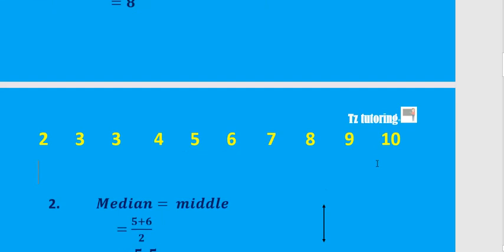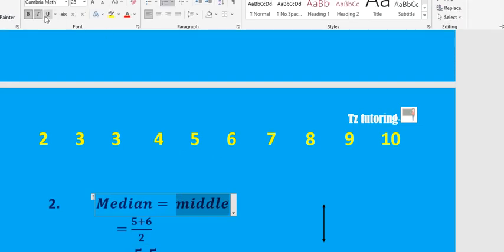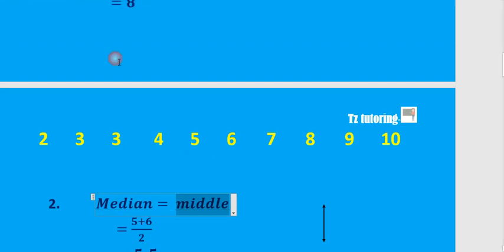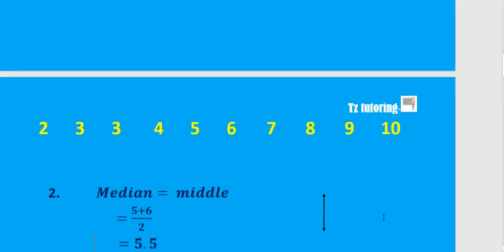Okay, so the median, the key word for the median is middle. Okay, so we're looking for the value in the middle. Okay, median, middle. Okay, so which value is in the middle? Where is the median? Where is the middle of this data set?